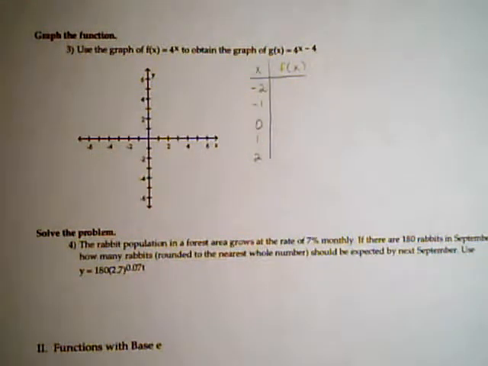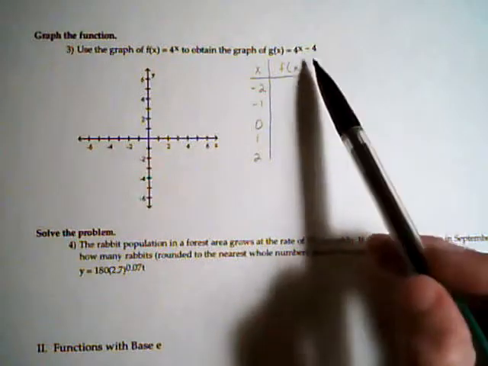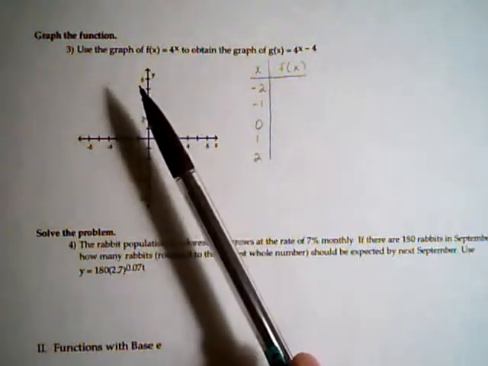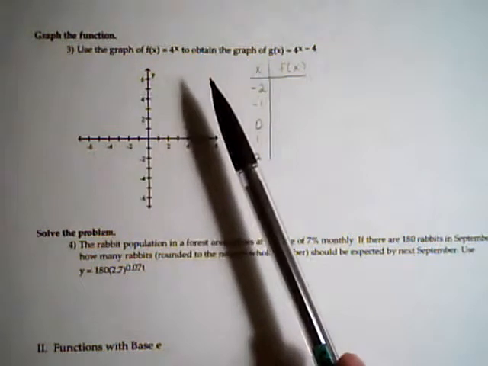Number 3 says use the graph of f of x equals 4 to the x power to obtain the graph of g of x equals 4 to the x minus 4 power. Okay, this is what I was talking about earlier as far as your transformations.